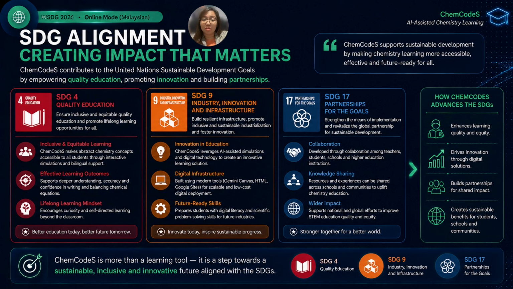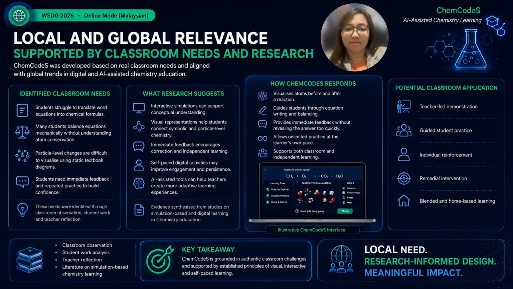CHEMCODES directly supports SDG number 4, quality education, by making chemistry learning more accessible, engaging, and student-centered. It also supports SDG 9 through educational innovation and the use of digital infrastructure. Collaboration among teachers, schools, and higher education institutions reflects SDG 17, partnership for the goals. Together, these goals position CHEMCODES as an innovation with educational and sustainable value.